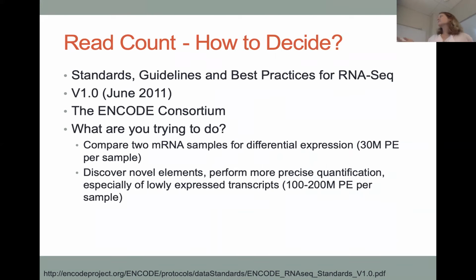The ENCODE consortium did a really deep dive on the statistics of RNA-seq and what you really need to do to get solid results. They went all the way up to recommending 30 million reads per sample. And if you're trying to be extremely precise and look at lowly expressed transcripts, 100 to 200 million reads per sample.